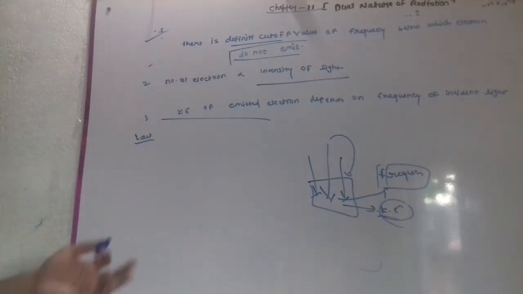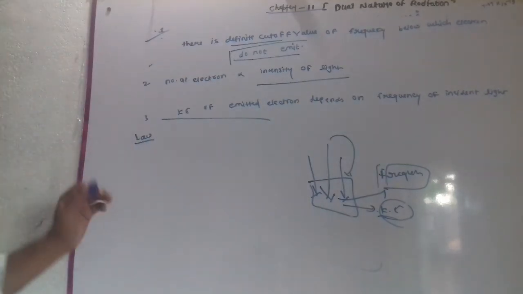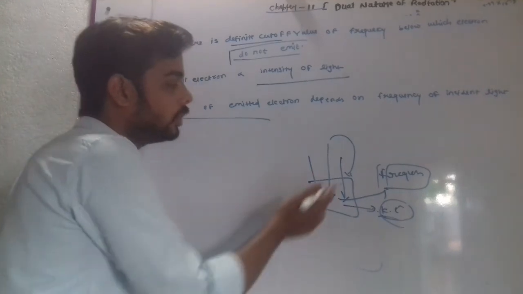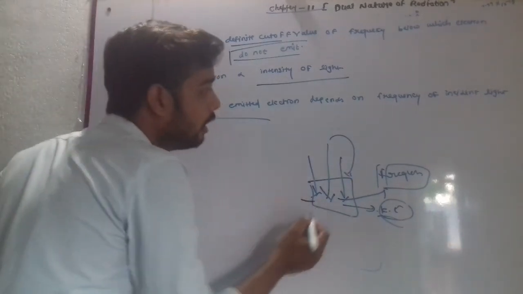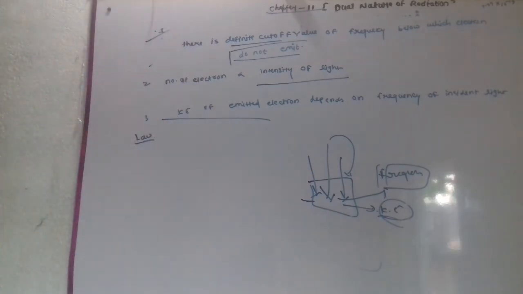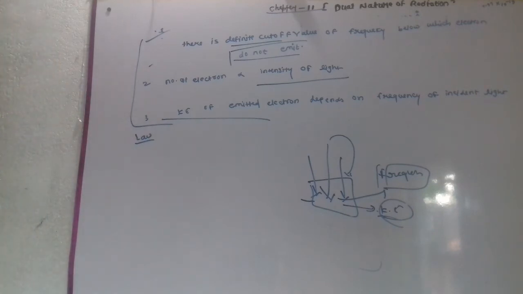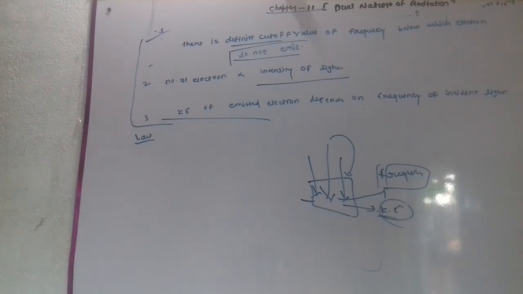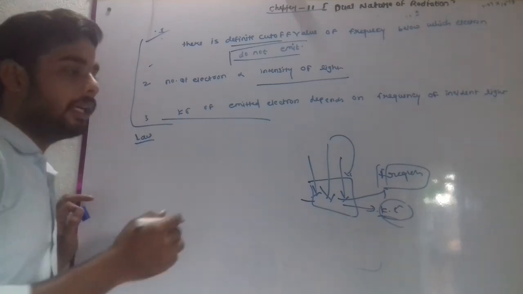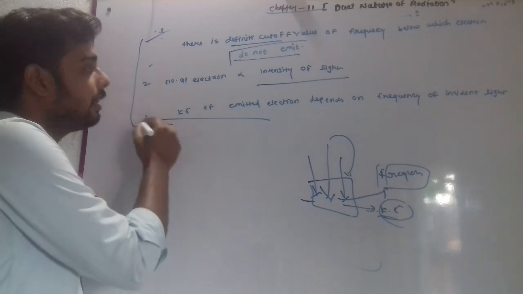The first law is that there should be a definite cutoff value of frequency below which electrons do not emit. The next is that the number of electrons is directly proportional to the intensity of light, and the kinetic energy of emitted electrons depends on the frequency of incident light. You must try to study the whole chapter, because this is a very small chapter that carries very good marks and is very interesting, and you can analyze it by yourself and try to solve some numerical questions.